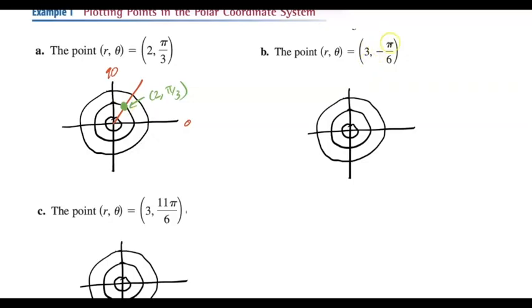Okay, the next one, 3 and negative pi over 6. So negative pi over 6 is negative 30 degrees. We're going to go from 0 down 30. Remember, when we're negative, we go down. So we're going to go down 30, so we're going to be like this. It's an estimation. We'll say that's negative pi over 6. And then we have a radius of 3. We're going to go 3 out from the center on that pole. 1, 2, 3. So right there.